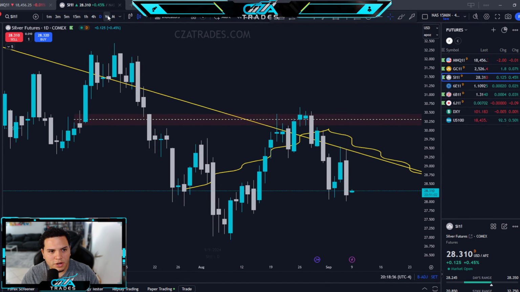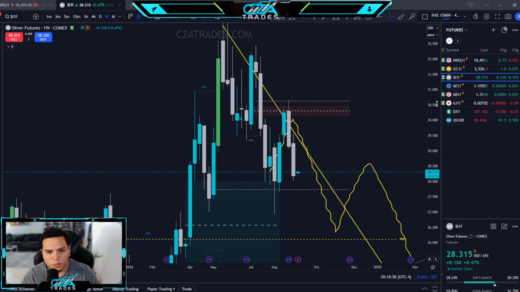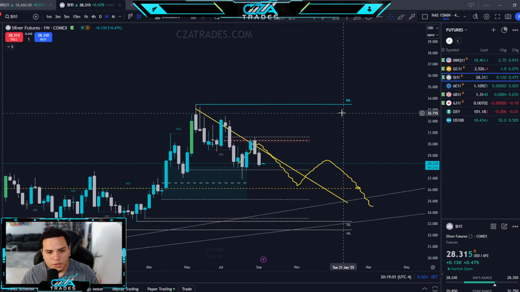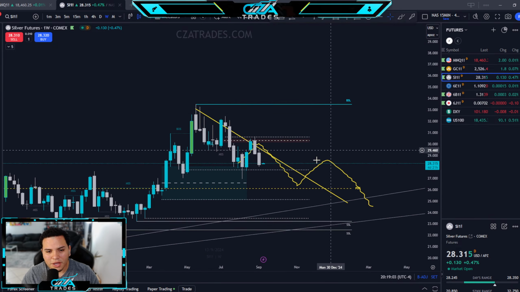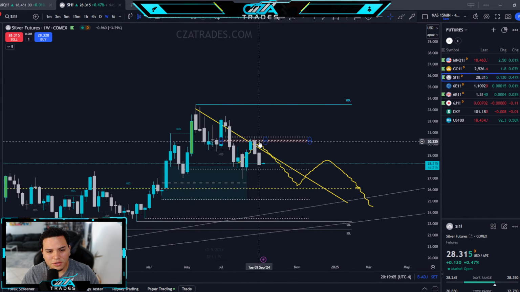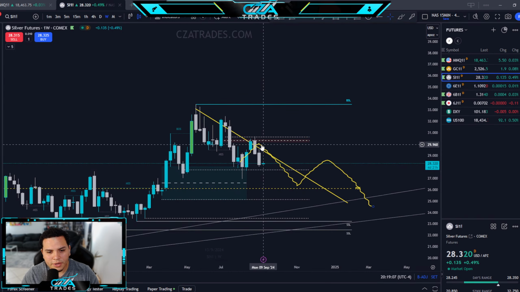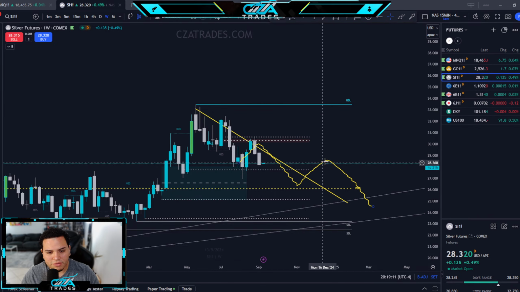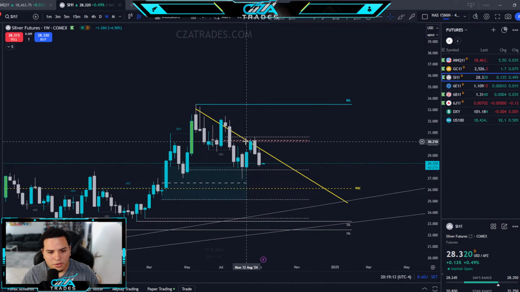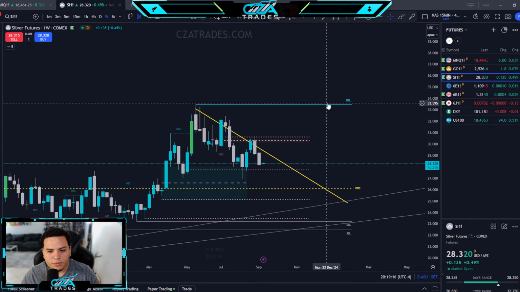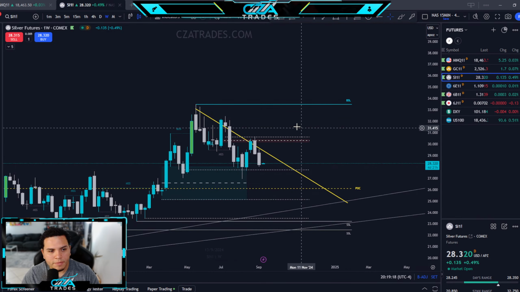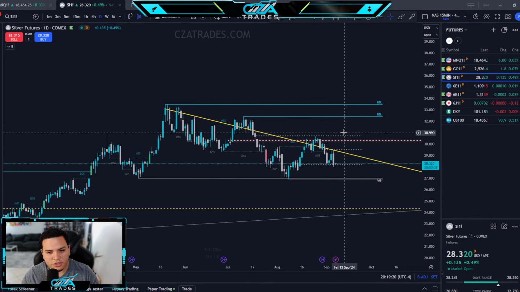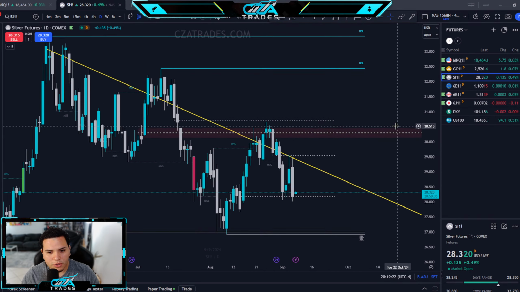Silver, we're moving on to silver now. Check out the weekly. Weekly keeps dying, right? So this is what I was expecting it to do. It did. Tapped into that. And I'm expecting it to follow this trend line down and continue bearish, right? Weekly is bearish, as you can see there. Daily is bearish as well.